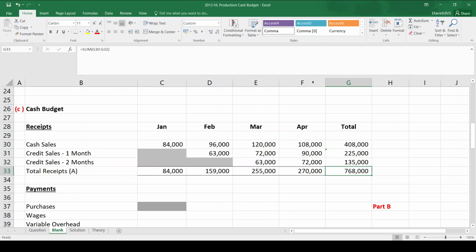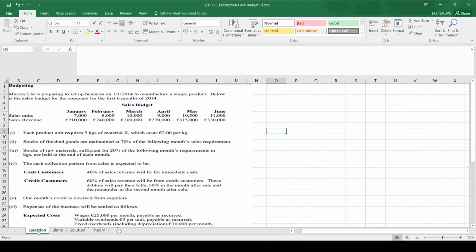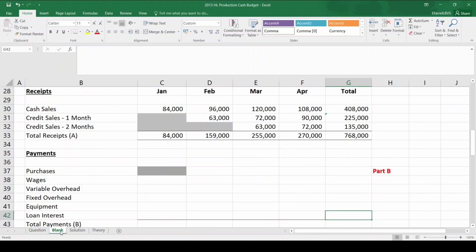And again, this is a budget, you're looking forward. That's what we plan to have received in cash in the first 4 months. Payments then. This is slightly different than the way it's asked in the just cash budget question on its own. And in that question, you would have had purchases 1 month and 2 months. Here it simply says that 1 month's credit is received from suppliers. So meaning what you purchase, you pay for a month later.